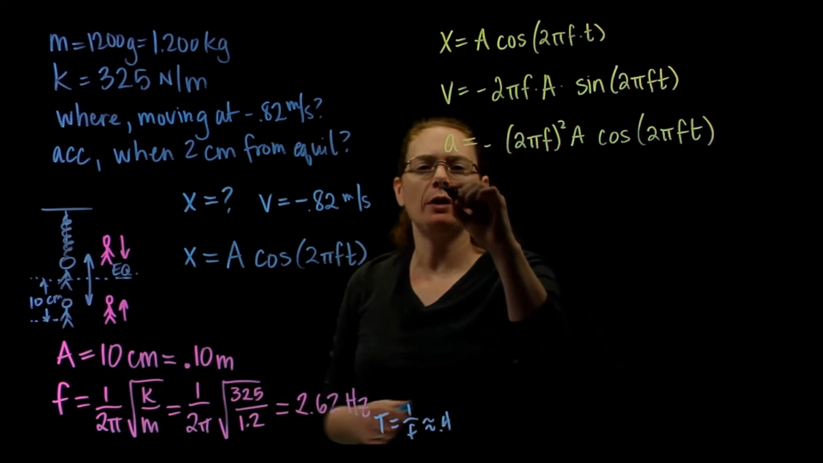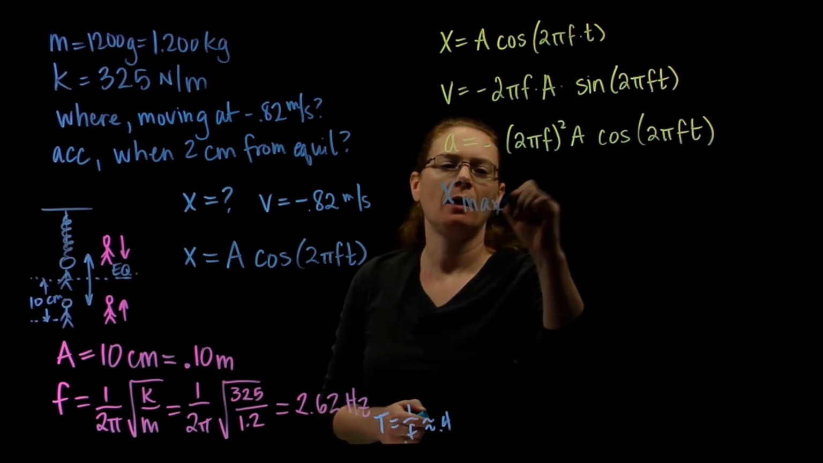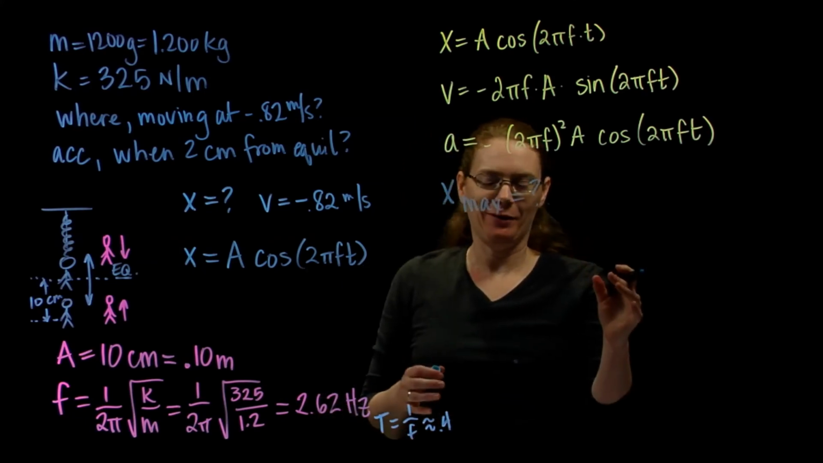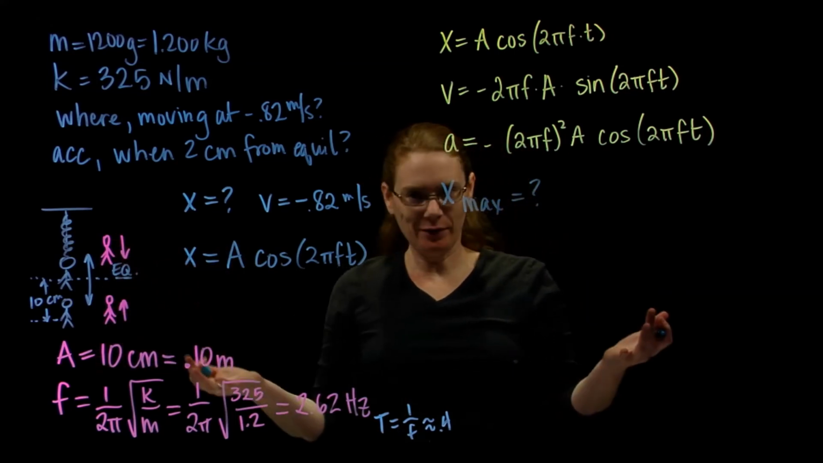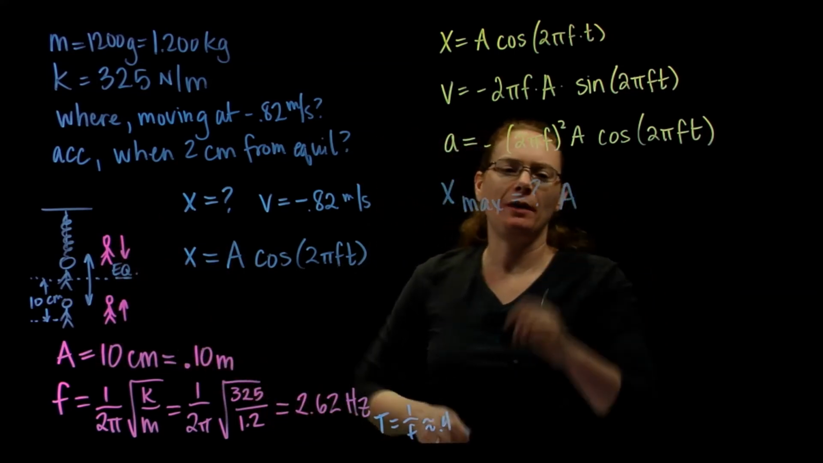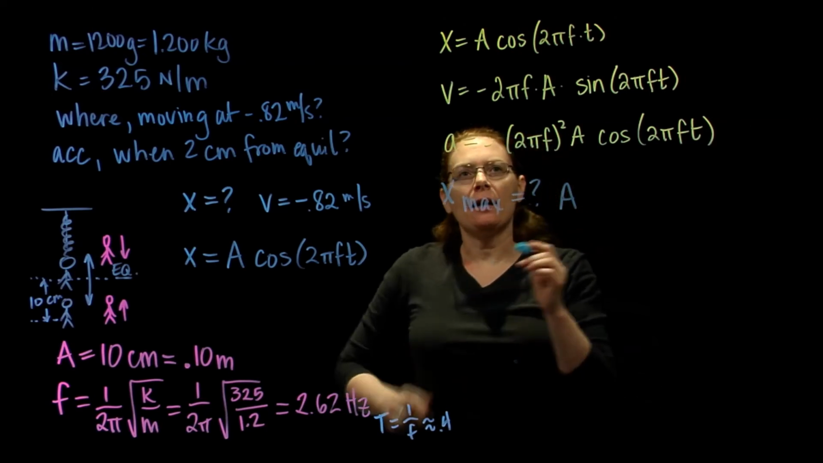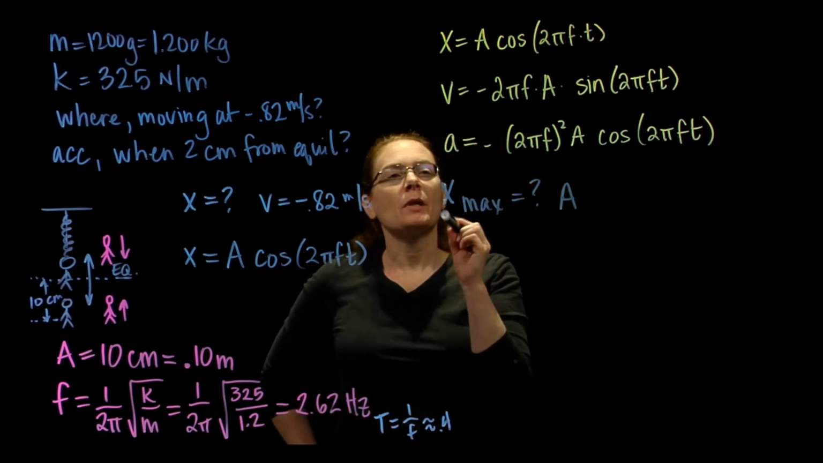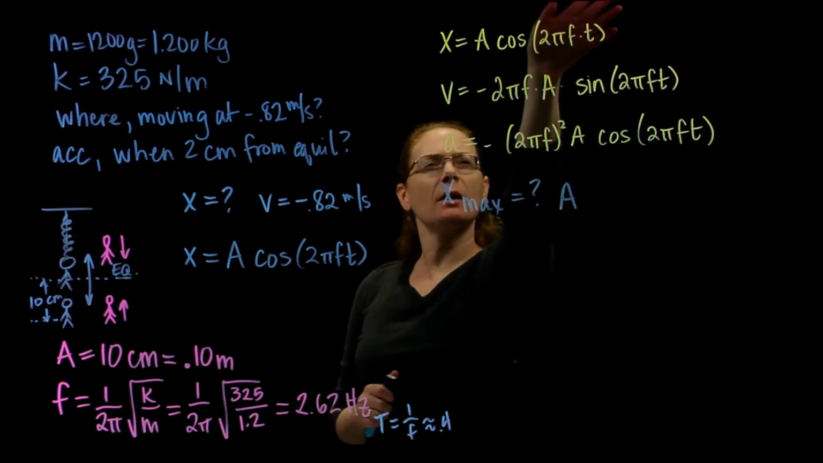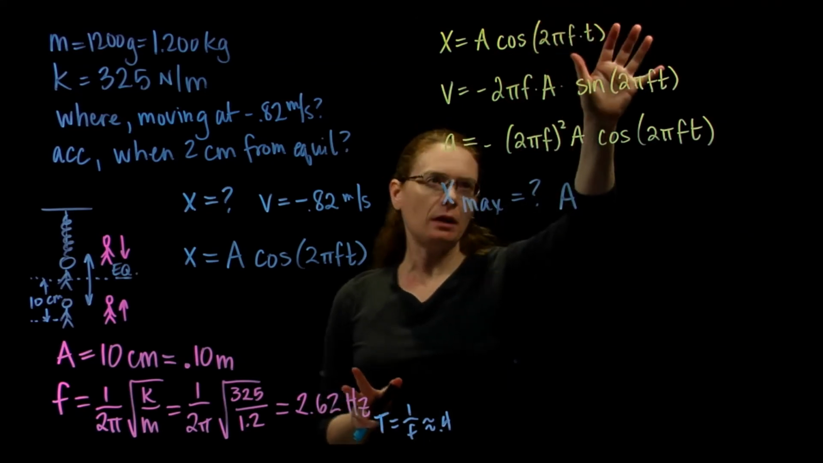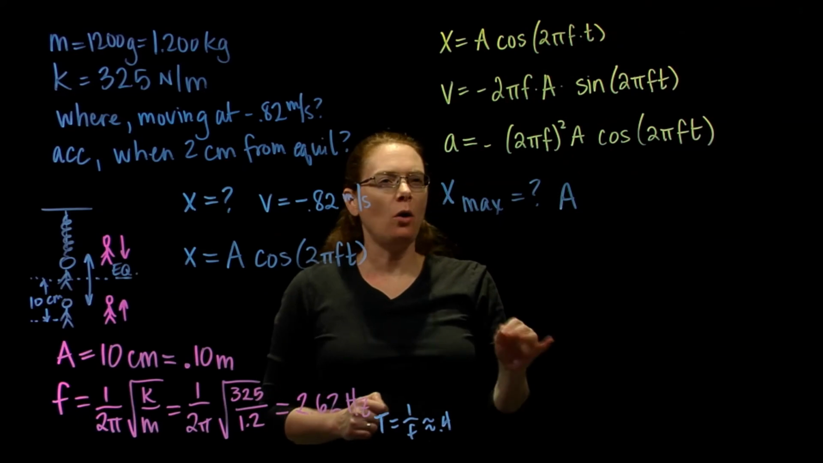So what would x max be? Well, if you think about it, you already know what the answer is. What's the maximum position? That's how we define our amplitude. We know it has to be the amplitude. But how can I tell that from the equation? The equation has amplitude times the cosine of something. I'm just going to ignore the 2 pi ft for now and say the cosine.